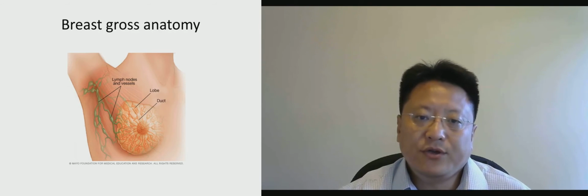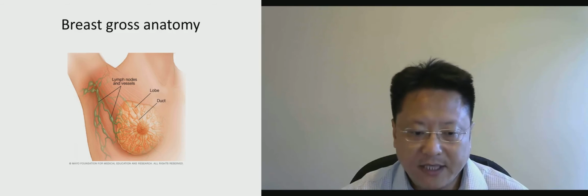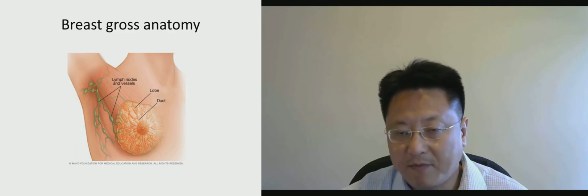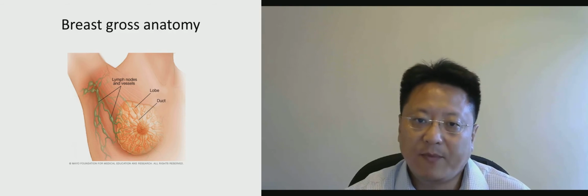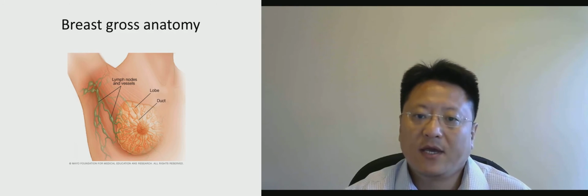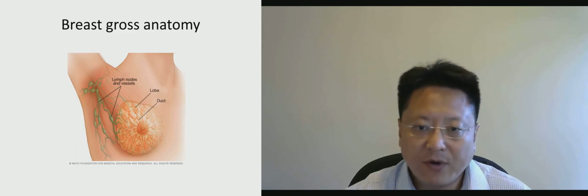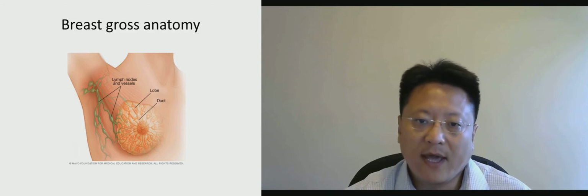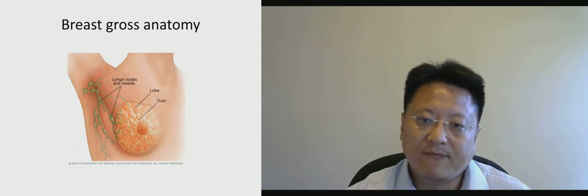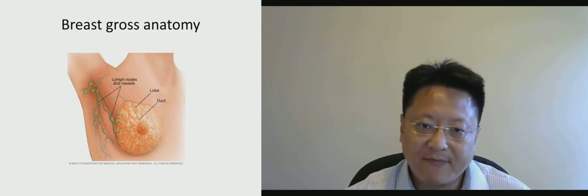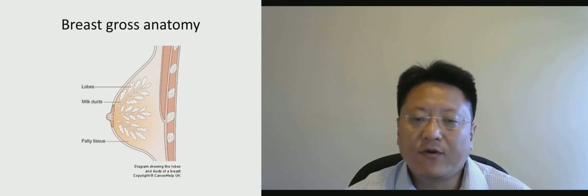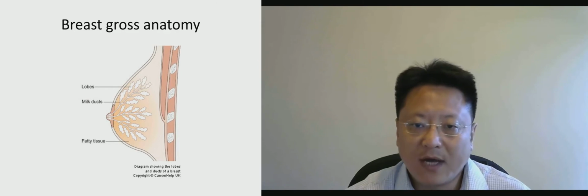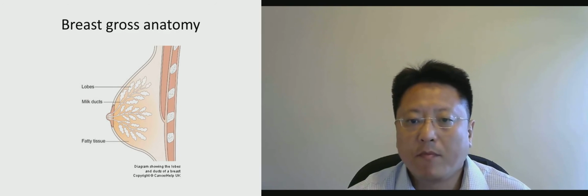I'm going to introduce how we gross a specimen when we get it from the surgeon. This is the anatomic picture of the breast and lymph nodes. You have the areolar complex, the nipple, and the breast composed of lobes and ducts, and also the lymph nodes. This is a lateral view of the anatomic structure of the breast.